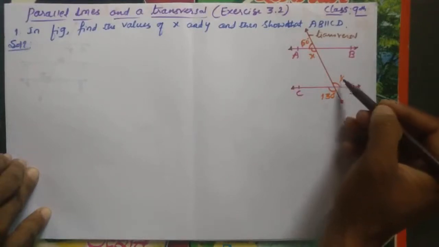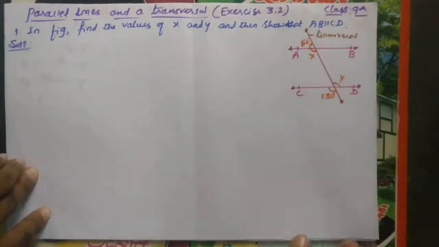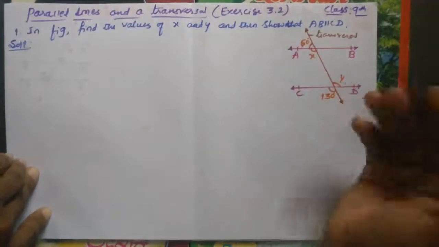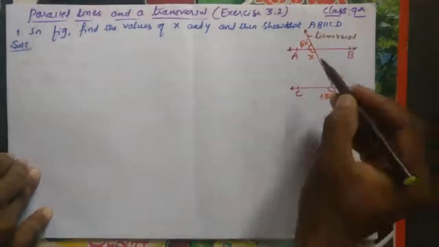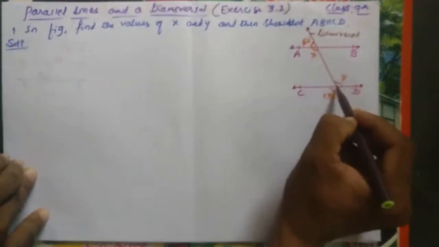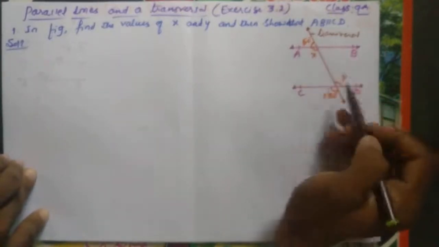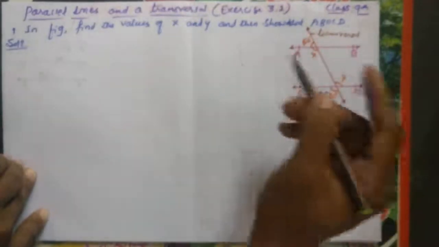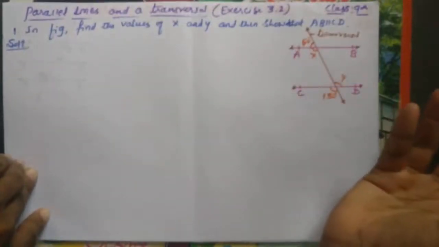Because of vertically opposite angles. So angle x is equal to 130, and angle y is also 130. Therefore, x and y are alternate interior angles for lines AB and CD, and the measures of these angles are equal to each other, that is 130 degrees. Therefore, the line AB is parallel to CD, and it is proved.